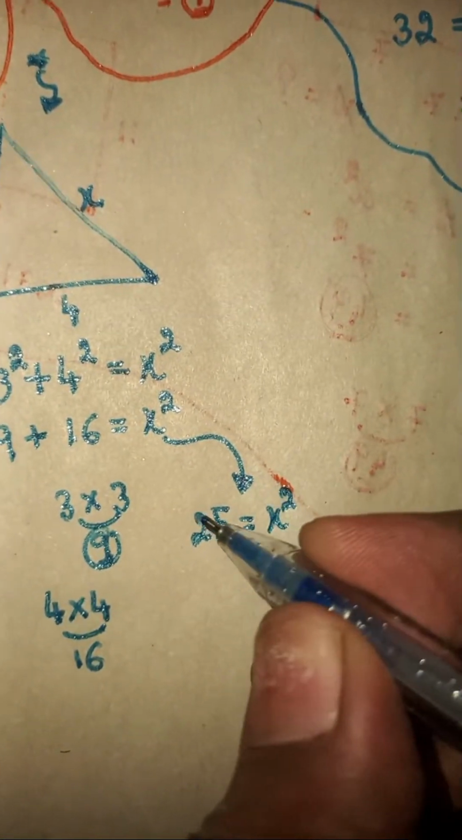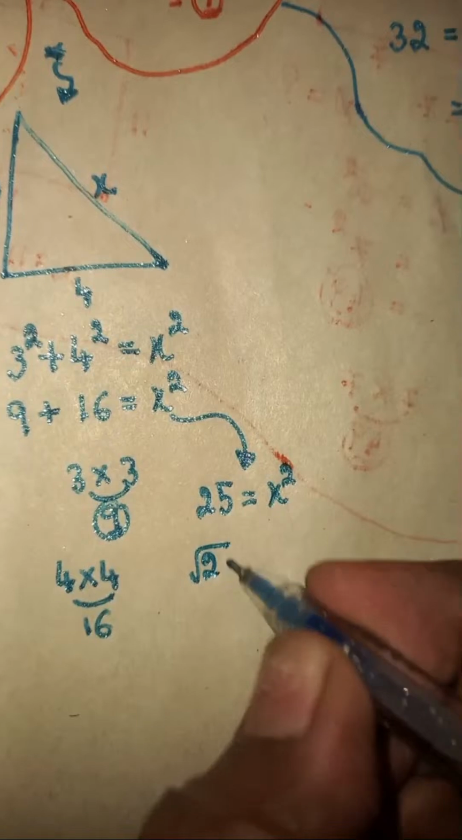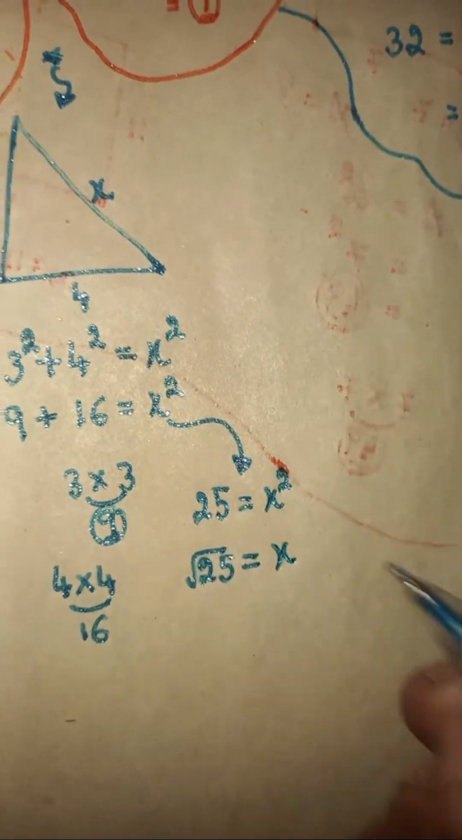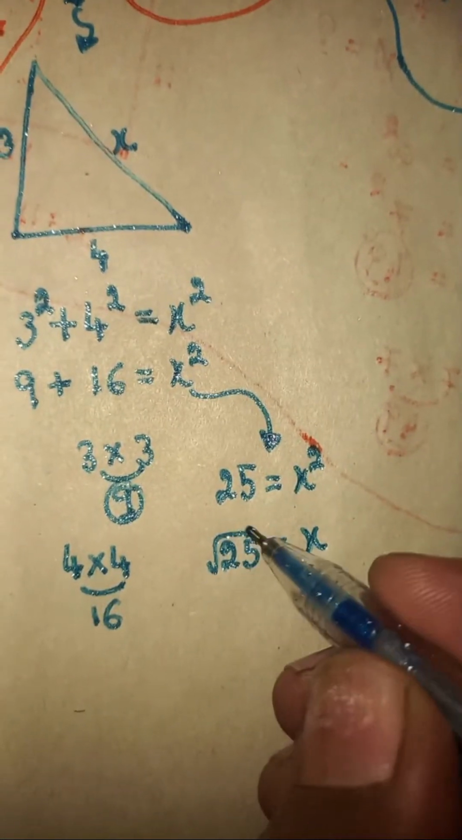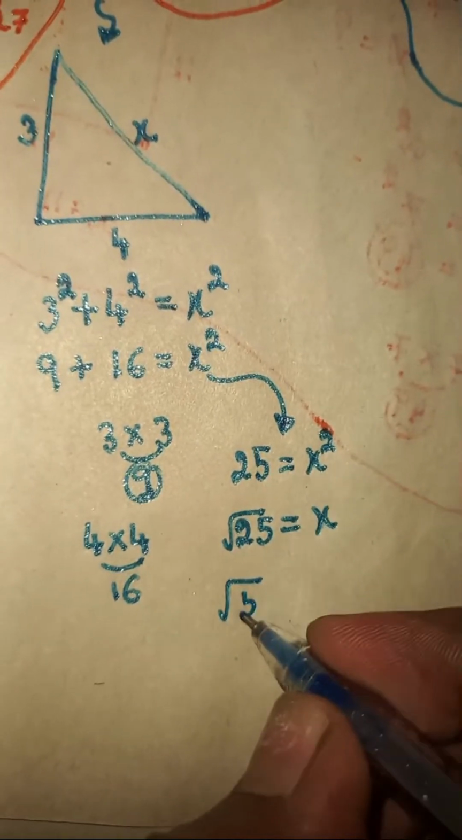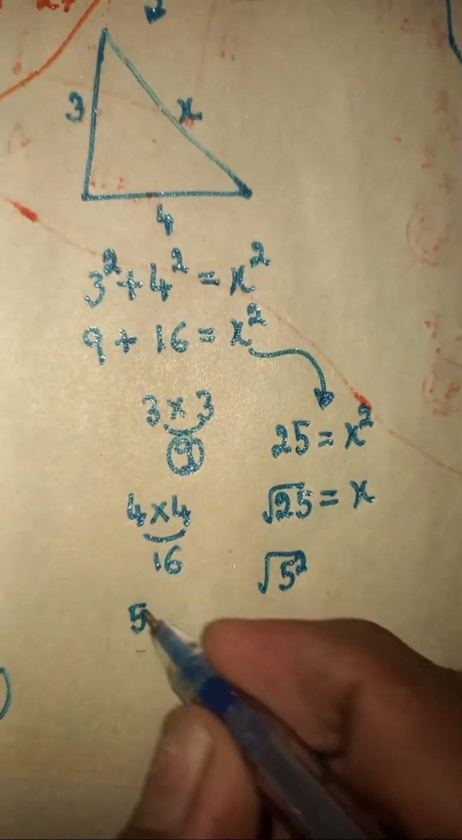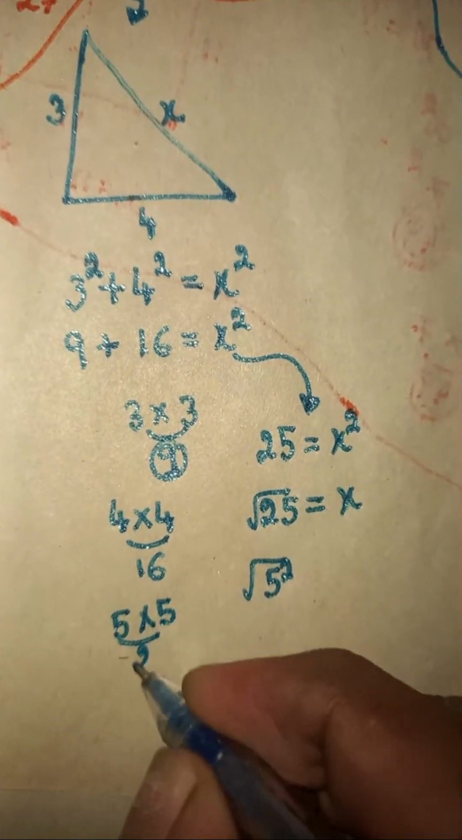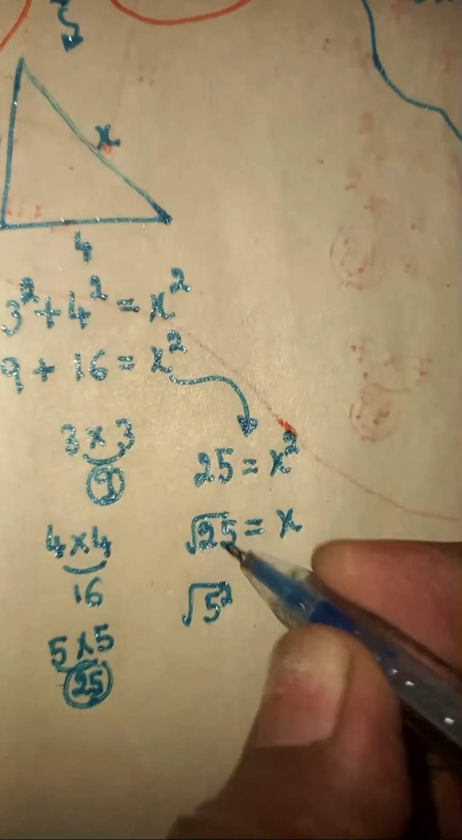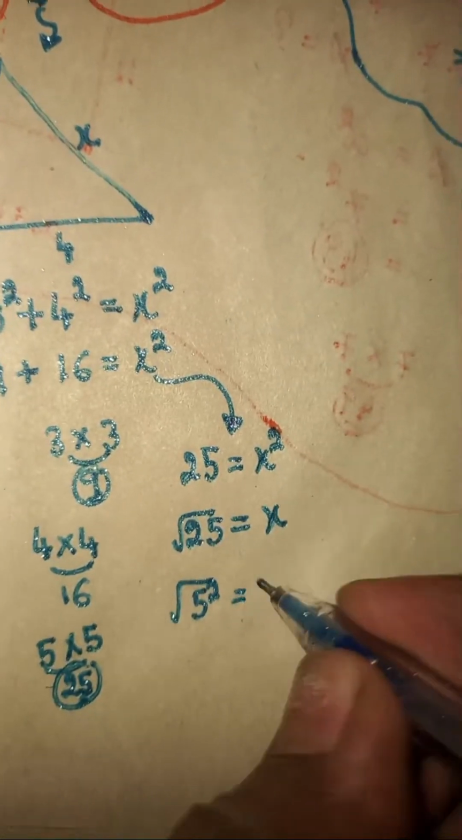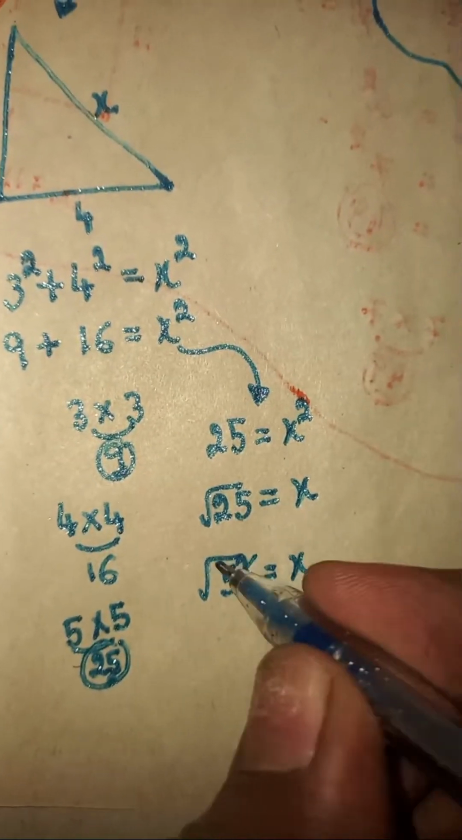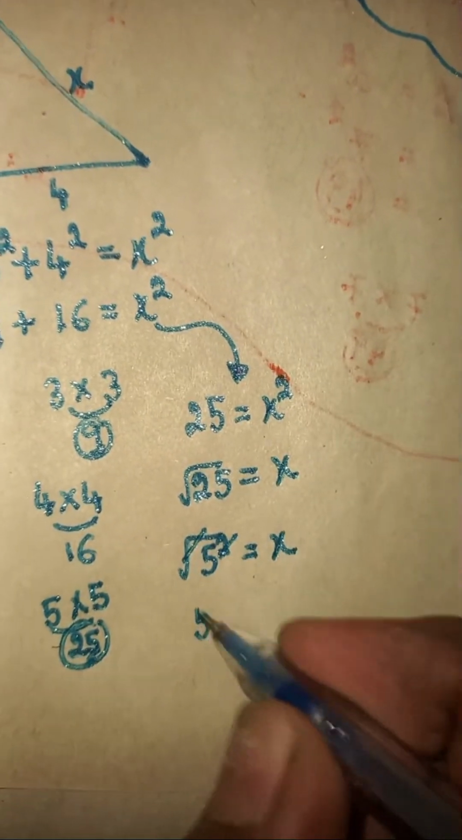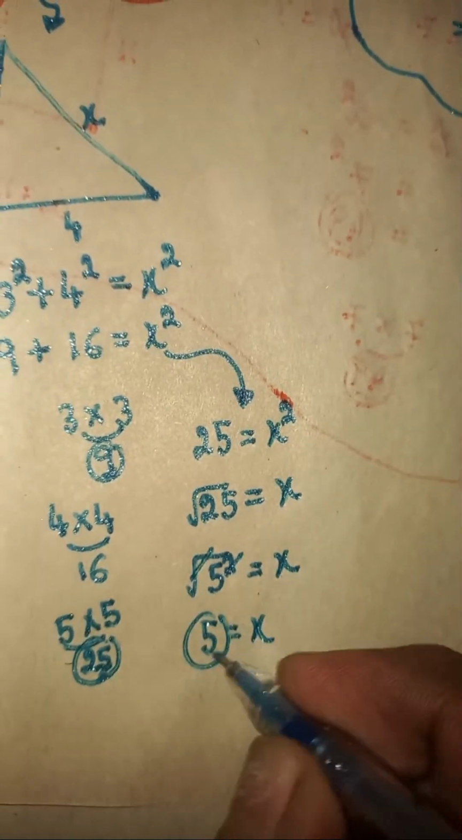And this square comes to this side, it is going to become root of 25 equals x. And 25 you can write as 5 squared, because 5 times 5 is 25. You can write 25 as 5 squared, which is equal to x. Now the square and root get canceled out. 5 is the value of x.